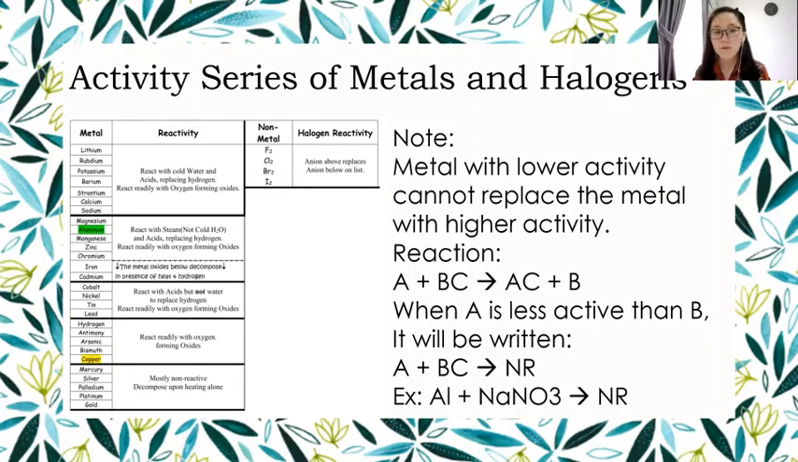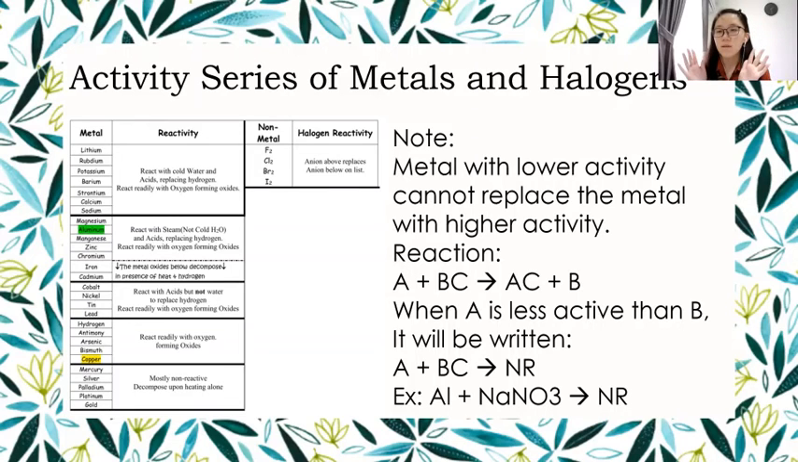Now we're going to talk about the nonmetals. The nonmetals are divided into 4, and for their reactivity, the anion above can replace the anion below on the list. So the halogen on top can replace the bottom, but the bottom cannot replace the top. And the metal with lower activity series also cannot replace the metal with higher activity series.